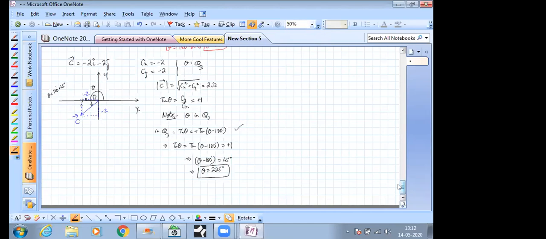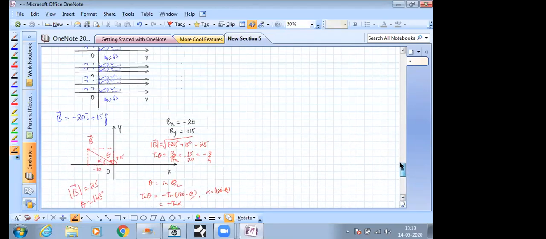So 45 is correct in that sense, but 45 is the angle it was making with the negative x-axis. So the proper answer for theta, the angle it's making with the positive x-axis here, will in fact become 180 plus 45. Okay. Now like that, let's work out vector D also finally.